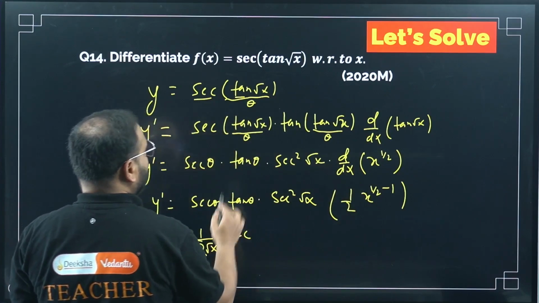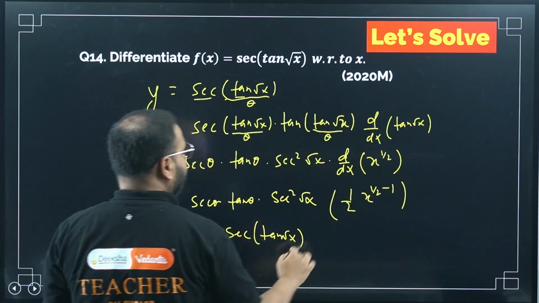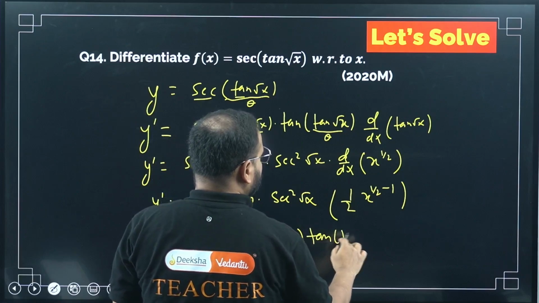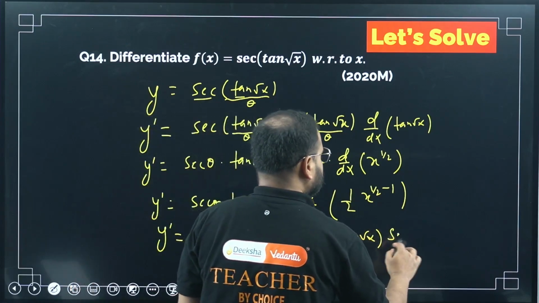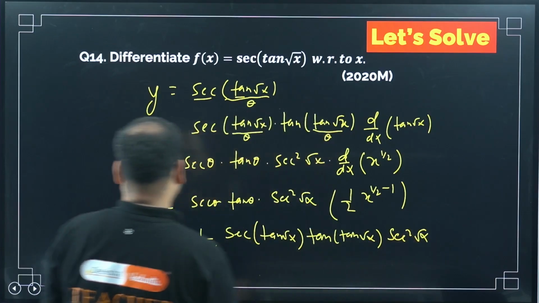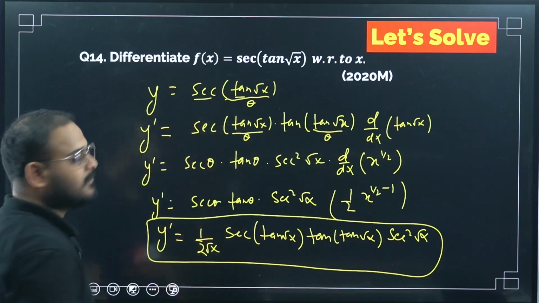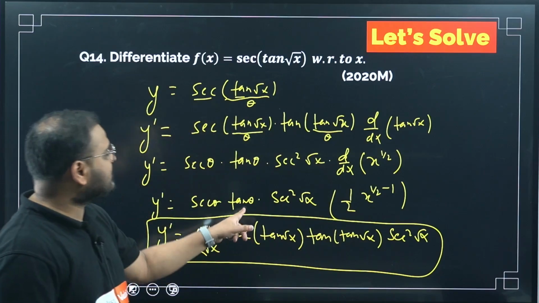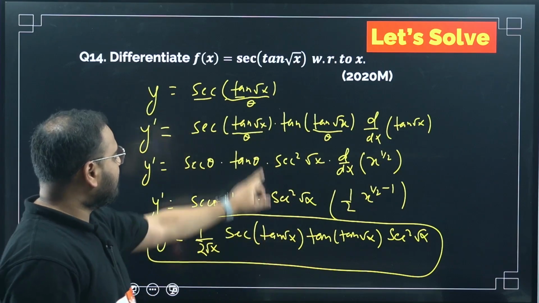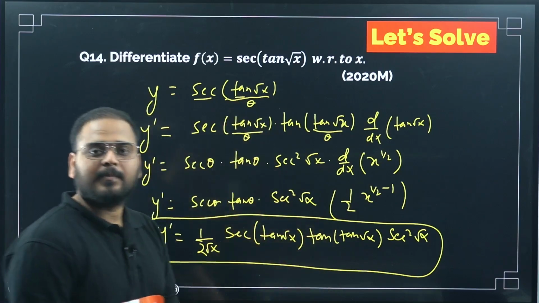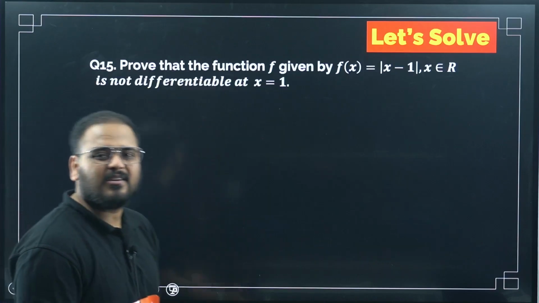So sec of theta is what? Write this: sec of tan root x, tan of tan root x times sec square root x. This is my final answer. I wrote it back because I had assumed theta, and I have to write the answer in terms of the variable they have given. That's why I've written back theta as tan root x everywhere. Simple question only, but looks a little complicated.